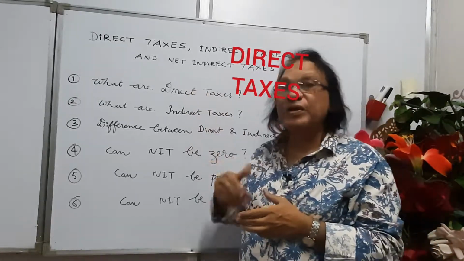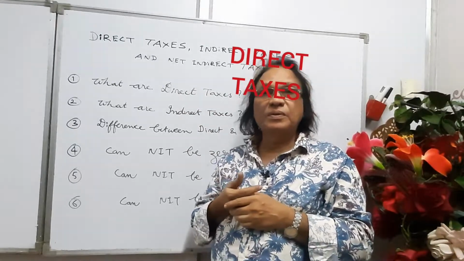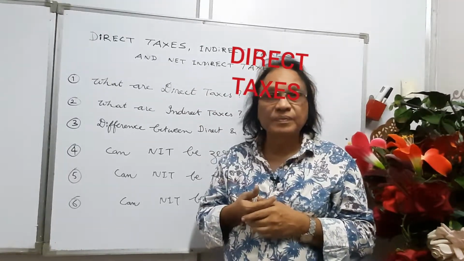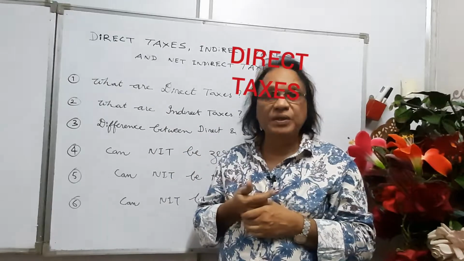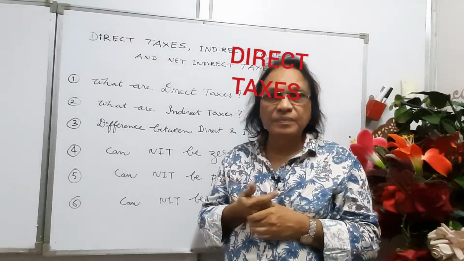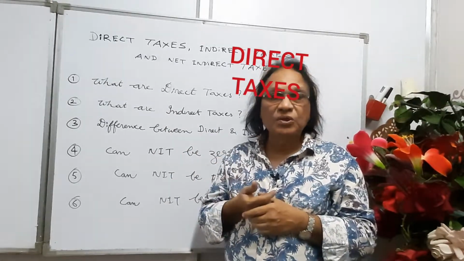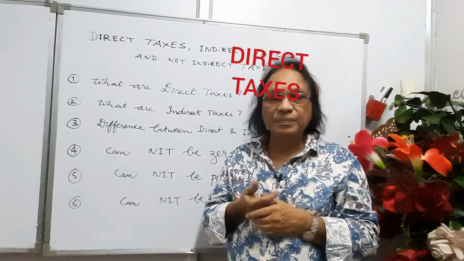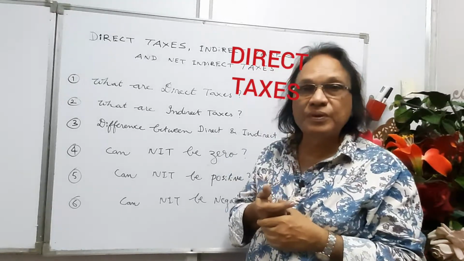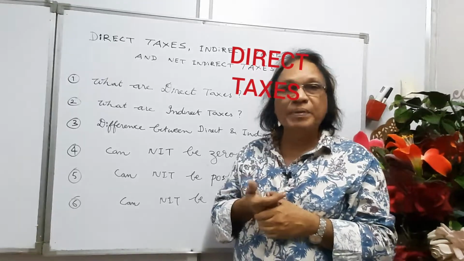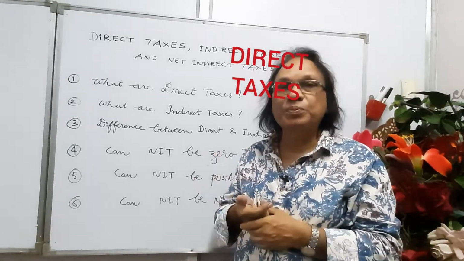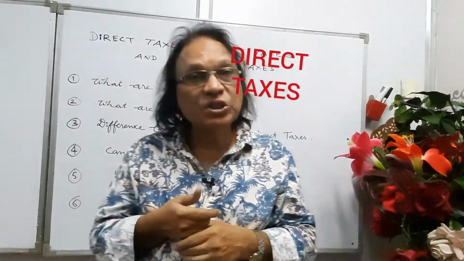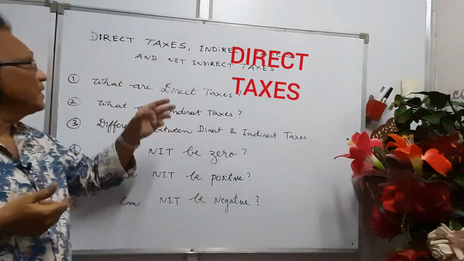These concepts will help you to understand the later topics in national income accounting. This will help you to measure national income. It becomes much easier for you to find out national income by income method, product method, expenditure method. So let's start with direct taxes.